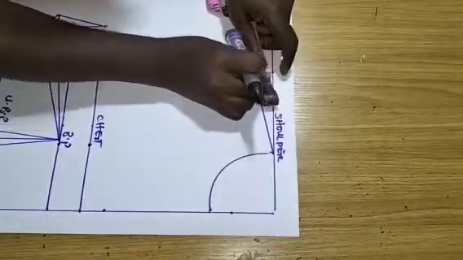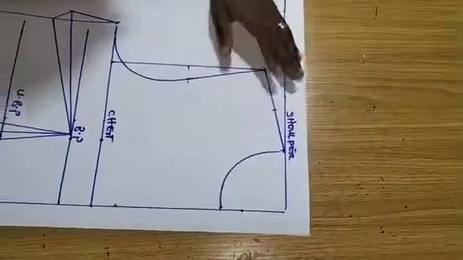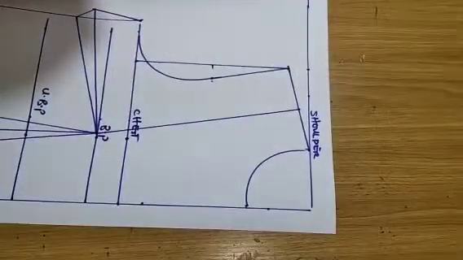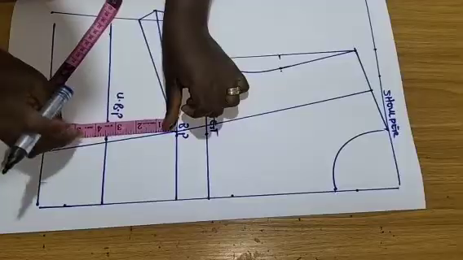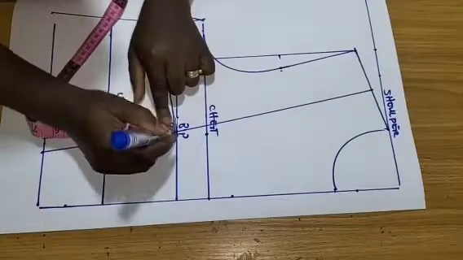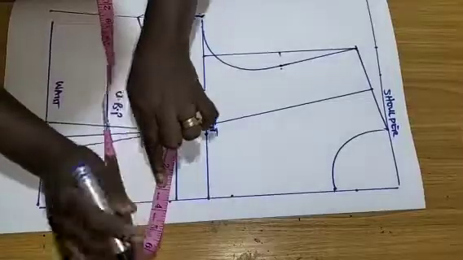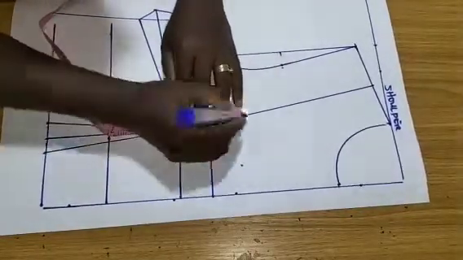yoke neckline. So I'll just get my midpoint and connect to the bust point. Once I've connected to the bust point, next I would have my bust point difference, which is 3.5. I'll take it all around to form my bust radius.